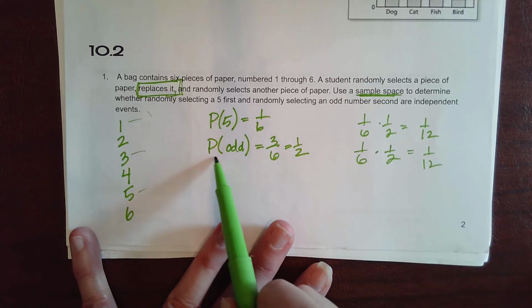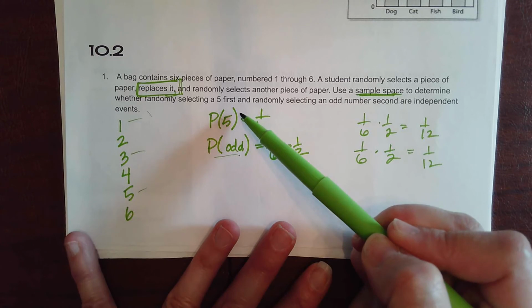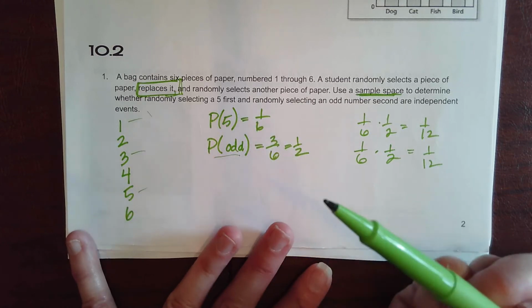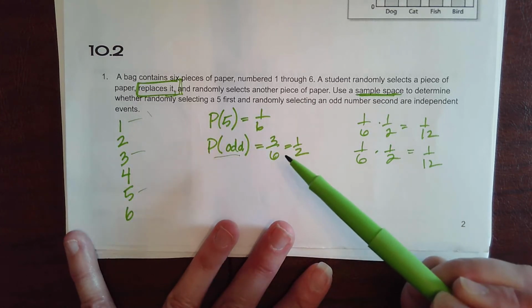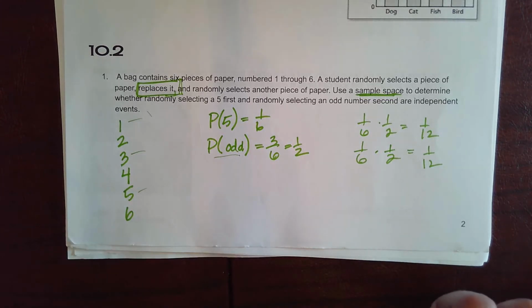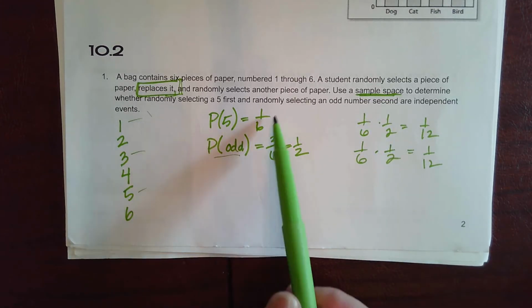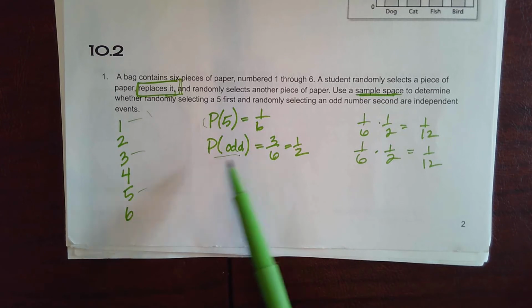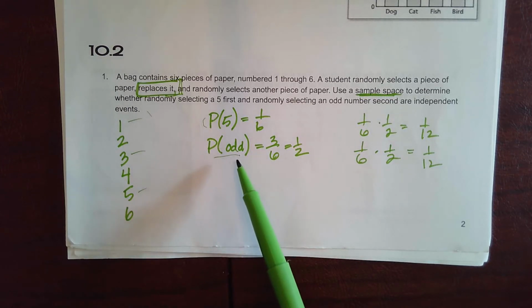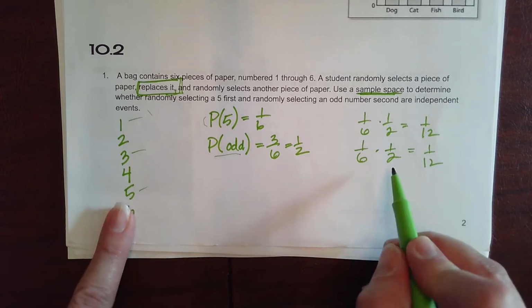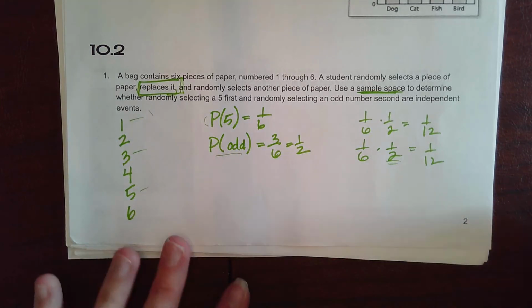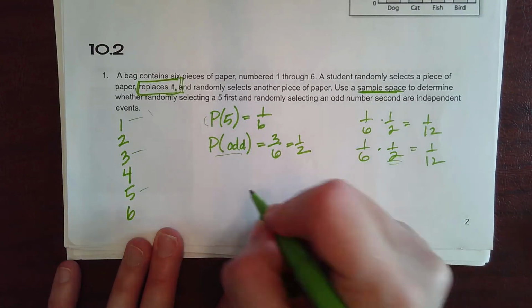So my probability of getting an odd, given that I picked a 5 the first time, doesn't change my result because I replaced it. If I would have held on to my number, then it could have changed my odds of picking an odd number again. But because I replaced it, the probability of getting an odd number is still 1/2. And therefore, they're both the same, and therefore it's independent.